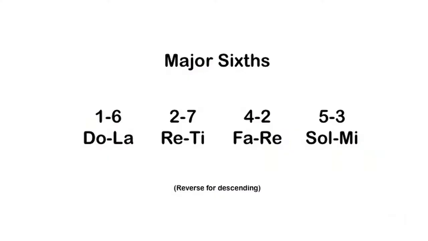Major sixths show up in 4 places in the major scale: scale degree 1 up to 6, 2 up to 7, 4 to 2, and 5 to 3. Now, there is an option that starts on scale degree 1, but scale degree 1 to scale degree 6 is actually very rare in real tonal music. And when you hear the major sixth, you're probably going to hear it as the combination of scale degrees 5 up to 3. As a result, that's the combination of scale degrees I recommend you use when singing major sixths.